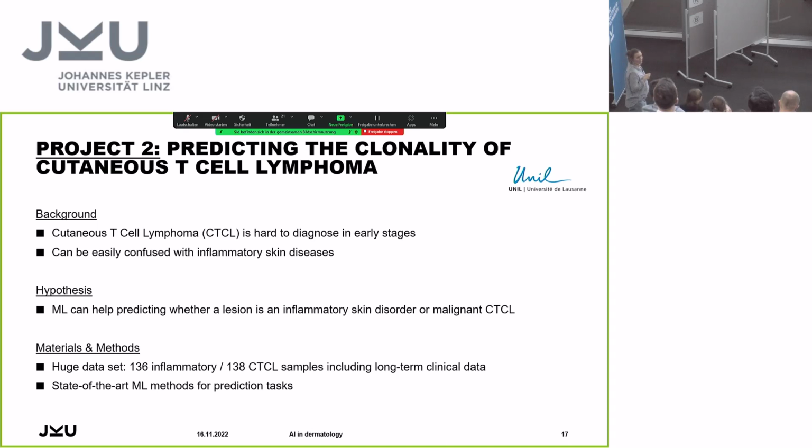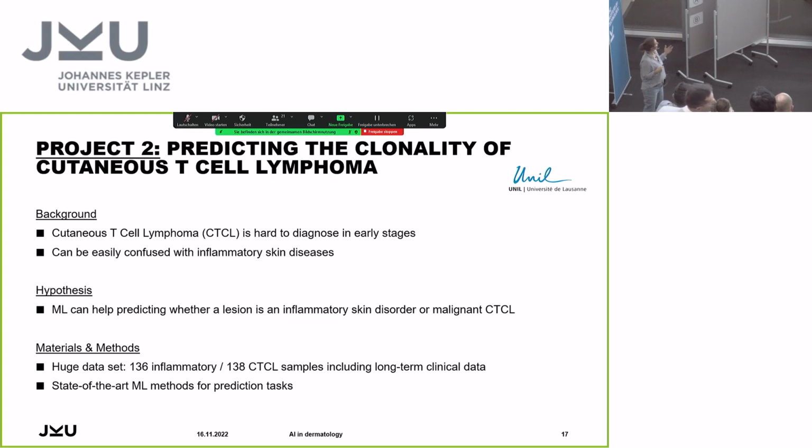It's a cooperation project with the University of Lausanne, with Emanuela Genova. And here we work with a rare dermatological malignancy, cutaneous T-cell lymphoma. The problem is that it is very hard to distinguish from inflammatory skin diseases in its early stages. But on the other hand, it's really important to diagnose it in its early stages because only then it can be treated well.